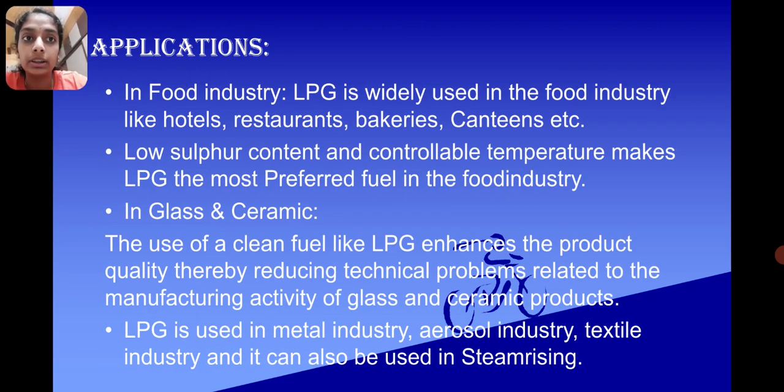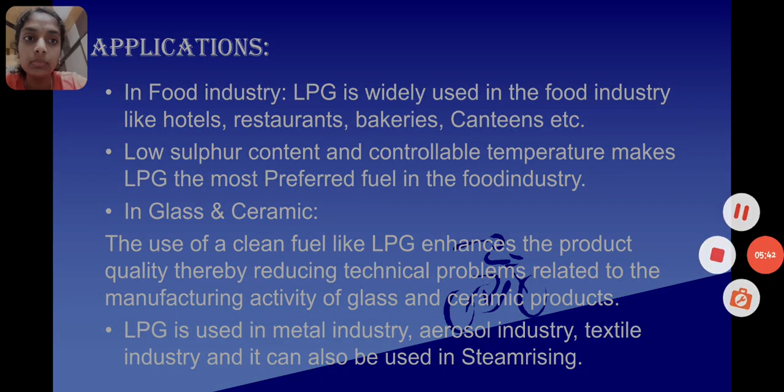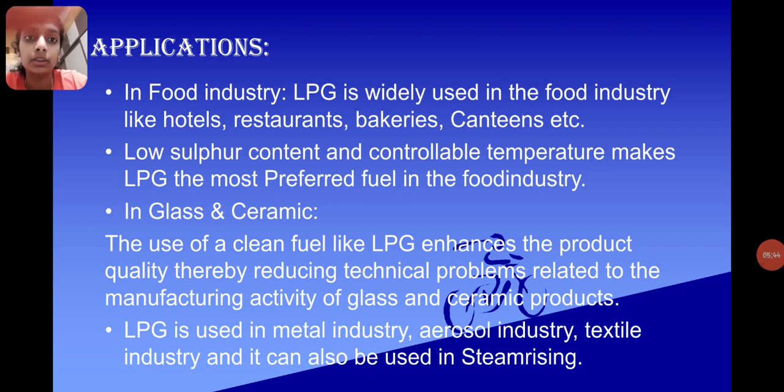Applications. In the food industry, LPG is widely used in hotels, restaurants, bakeries, canteens, etc. Low sulfur content and controllable temperature make LPG the most preferred fuel in industry. In glass and ceramic, the use of a clean fuel like LPG enhances product quality, thereby reducing technical problems related to the manufacturing of glass and ceramic products. LPG is used in the metal industry, aerosol industry, textile industry, and it can also be used in steam raising.